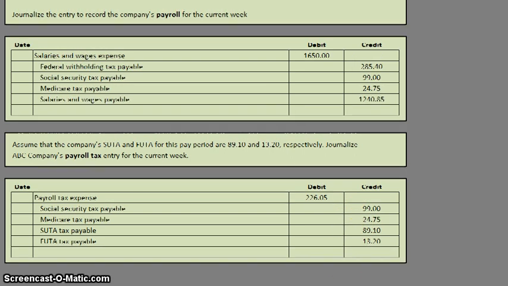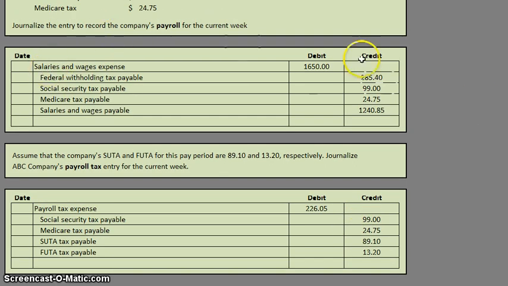All right, so these are the two entries required for payroll. One to record the actual payroll that the employee has to pay, that's Social Security, federal withholding, and Medicare, and the taxes that the employer has to pay, Social Security, Medicare, SUTA, and FUTA.